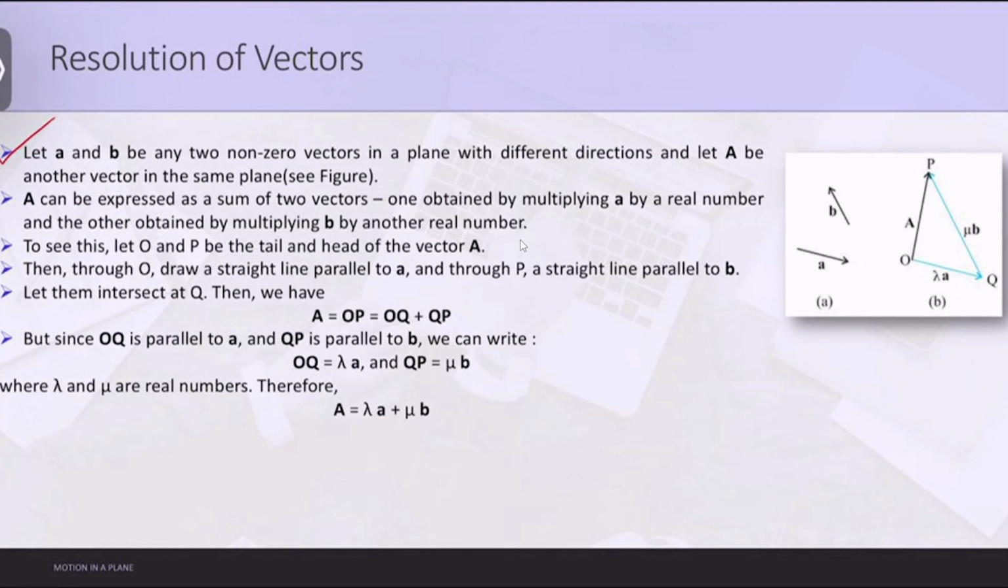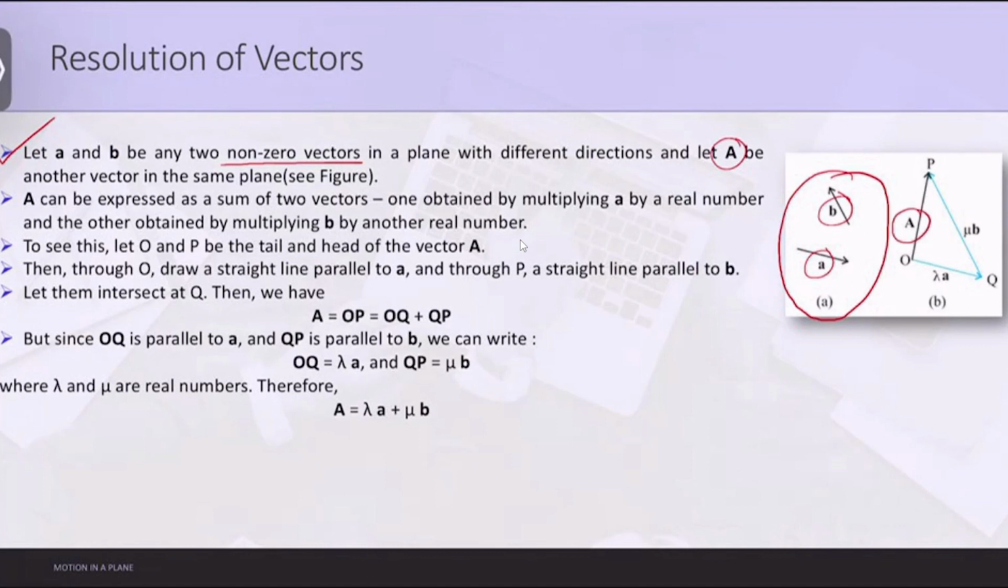Please remember, we are not conceptualizing about zero vectors here. These are some non-zero vectors. It is explained here also in the figure. Let us say these are the two vectors being explained. That is, let A and B be any two non-zero vectors in a plane with different directions, so that they may not be equal and they will not have the same magnitude also. And let capital A vector be another vector in the same plane. Let us say this is that vector A being talked about here.